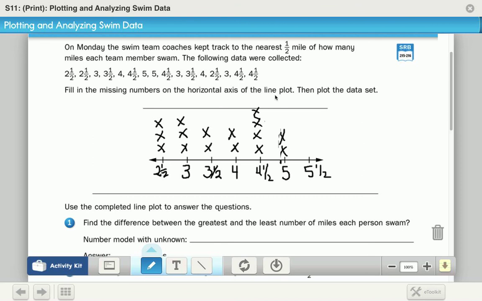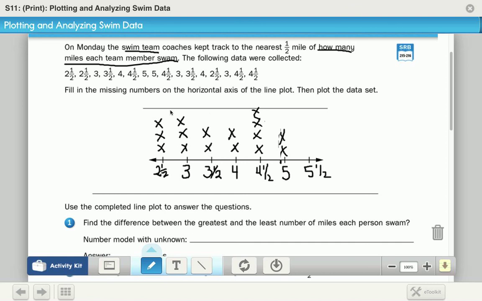Okay, so now I have to put my titles. So this up here is an explanation of what the graph is about. So what is our graph showing us? Well, if I look at keywords in my title here, I know it's a swim team, and I know what the coach is keeping track of is how many miles each team member swam. So I need to put that in.